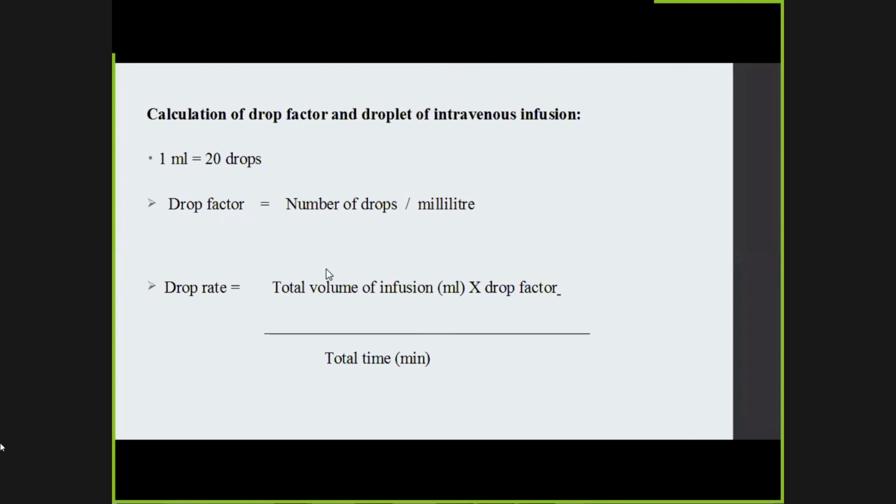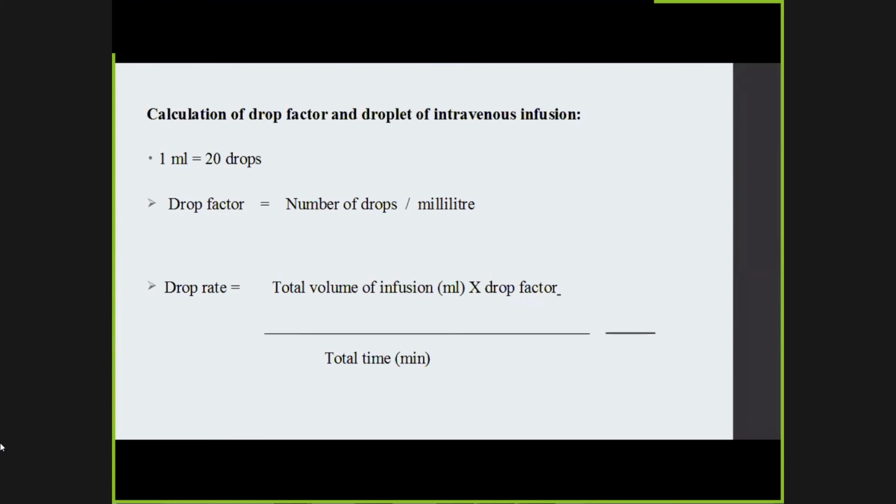Calculation of drop factor and drop rate of intravenous infusion. Whenever an IV drip is set up, there are drops and the drop rate is set up by a roller. So that would amount to exact dose. As we learned in the previous slide, 1 ml is equal to approximately 20 drops. So that drop factor is number of drops per ml.